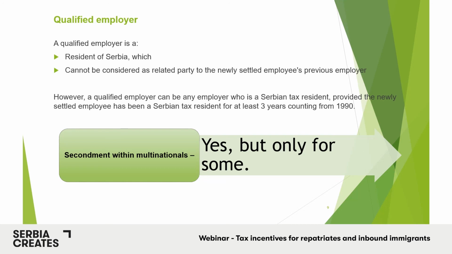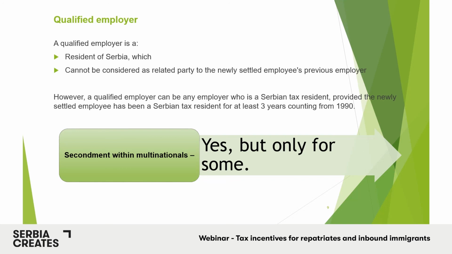Now, we know that we need to offer our employee a high enough salary to meet the conditions. Later on, we will see who qualifies for this incentive, who can be deemed as a newly settled employee. We know that we need to offer to the employee an employment contract for an indefinite period of time. But we also know that we need to be what is called a qualified employer.